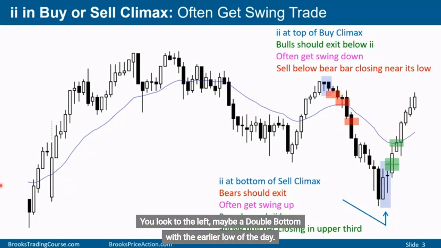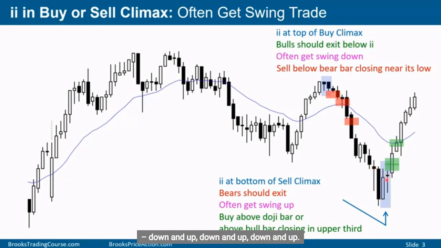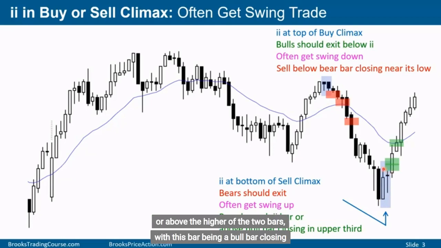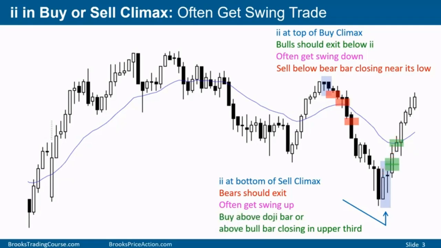Here we have a sell climax. You look to the left, maybe a double bottom with the earlier low of the day, a micro double bottom, and then it's a micro triple bottom: down and up, down and up, down and up. It's reasonable to buy above the high of that inside bar or above the higher of the two bars, with this bar being a bull bar closing in its upper third, or wait for a second or third bull bar and then buy.